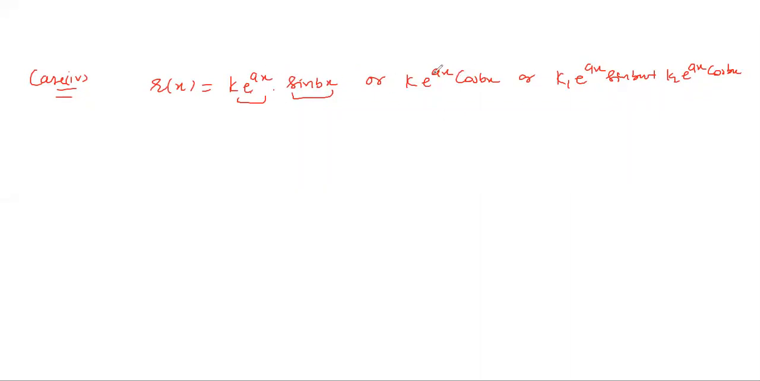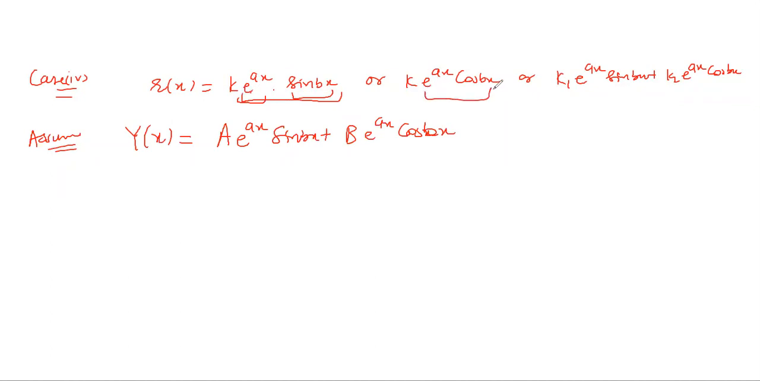So if you have this kind of Rx, in that case, what choice of yx do you have to assume? In this case, the choice of particular solution is going to be a linear combination of the two terms, right? So whether e raised to power ax sine bx is present, or this is present, or there's a sum, you have to take it like this. Both sine and cos terms will come with the same coefficient.